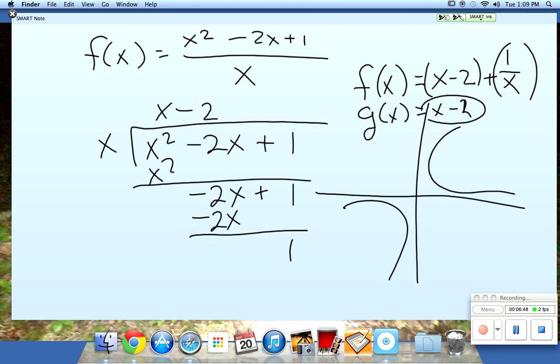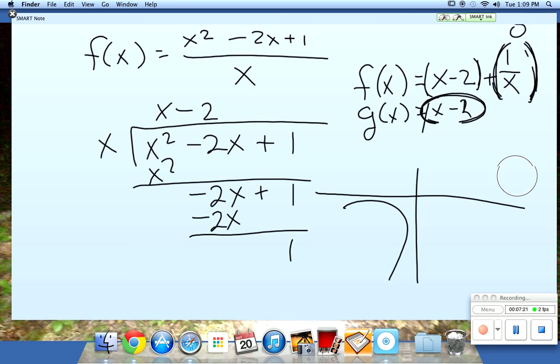X minus 2. That first portion. The reason why is, right here, we can't get this to 0, can we? We can't make this 0, so this will never be able to approach x minus 2. I can't get the 0 here, so we'll never be able to hit x minus 2, whatever that graphs out to being.